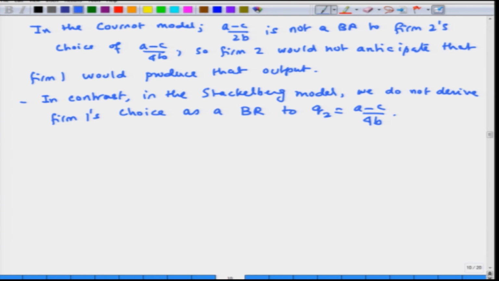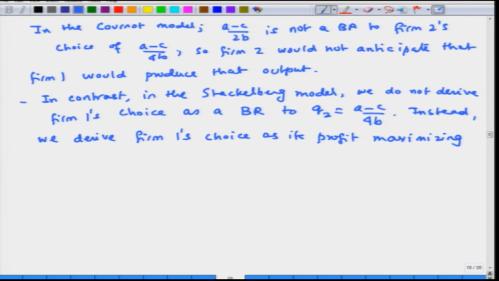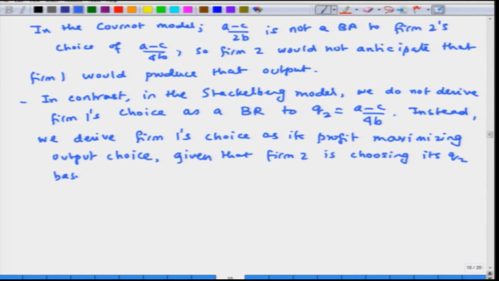What we did in the Stackelberg model was, firm 1 incorporated the entire best response function of firm 2 into its objective function and then solved the constrained optimization problem, right. So, it is as if firm 1 is maximizing its profit subject to firm 2's output being on its best response function, right. So, in the Stackelberg model, we do not derive firm 1's choice as a best response to Q2. Instead, we derive firm 1's choice as its profit maximizing output choice, given that firm 2 is choosing its Q2 based on its best response function BR2, right.